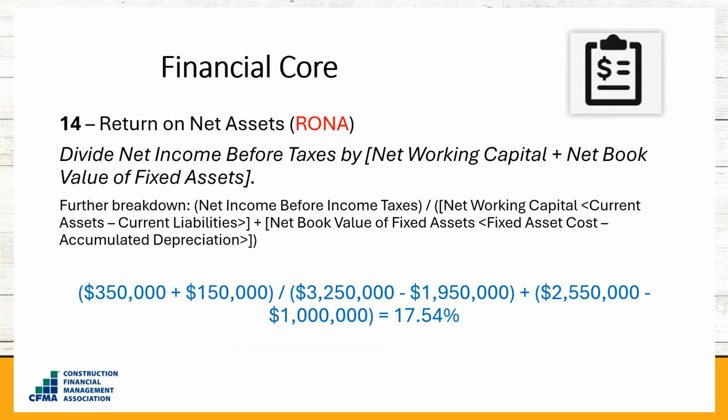Then this is also one of my personal favorites, and that's why I have highlighted it in red, and we affectionately call this RONA. So basically, it stands for Return on Net Assets. So you'll divide your net income before taxes by your net working capital plus your net book value of the fixed assets. This again is something that really comes right off of your financials. It's an easy one to get, and it's basically going to show you what is your return on your net assets. And I know there are a lot of places that people can put money.